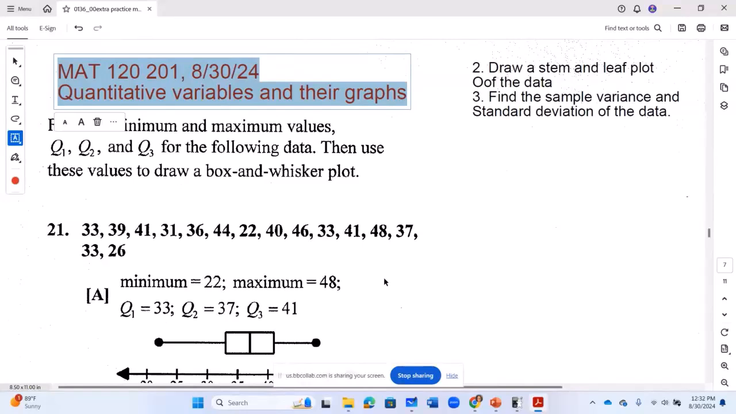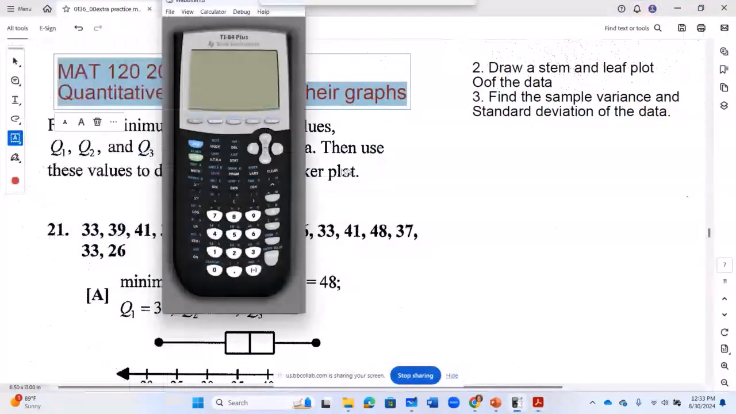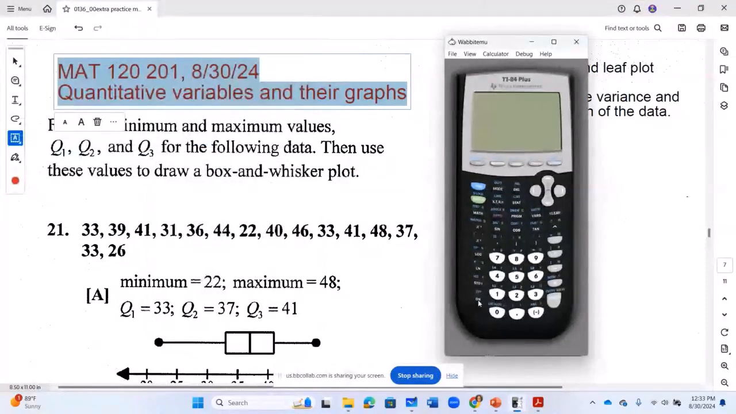Okay, so we are going to start with question number 21. We are told to do a box and whisker plot, or box plot, whatever you call it, of the data in number 21. And because you are allowed to use your calculator in everything you do, as I told you before, you actually want to put this raw data in your calculator.